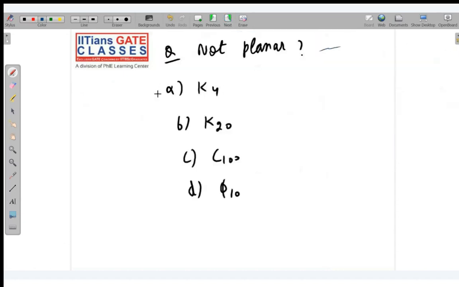Which of the following is non-planar? K4 is 100% planar. Why is it planar? Because it does not contain K5 or K3,3 as a subgraph. K20 is not planar, okay. They are asking which is not planar, so obviously the planar ones are not the option. This is not planar, so it is the option. C100 is 100% planar, and K5,10 obviously is planar. So B is correct. Take a snapshot, I will jump to the next slide.